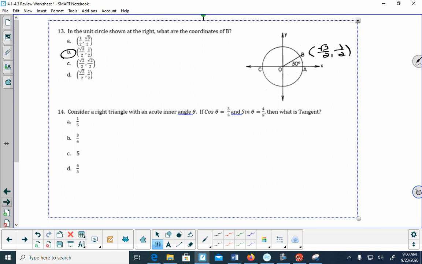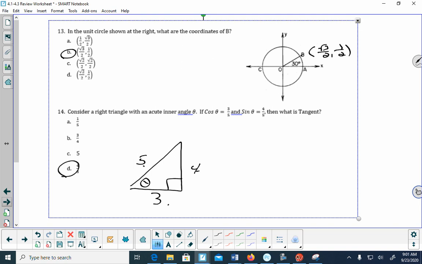Number 14, consider the right triangle with an acute inner angle theta. So I'm going to draw a right triangle, and I'm going to have this angle theta. If the cosine is 3/5, adjacent 3, hypotenuse 5, and the sine is 4/5, so the opposite would be 4, the hypotenuse is 5, what is the tangent? The tangent is opposite over adjacent, so it's going to be 4/3.